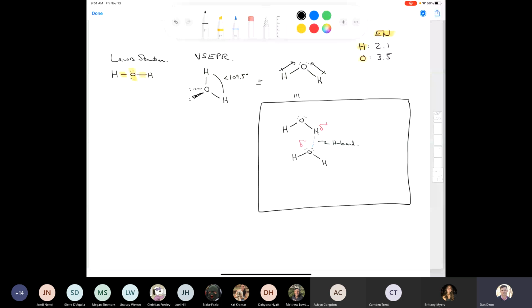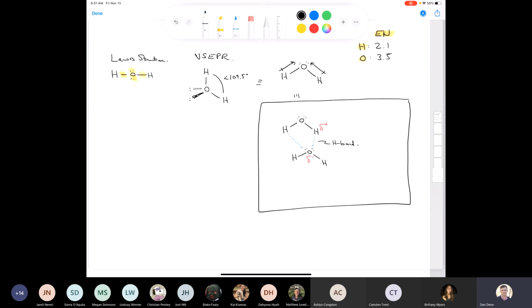If you're very astute, which I know you all are, I'll just move this delta minus to show that it's next to the oxygen. If you're like, hey, Mr. Dion, look, there's a lone pair here and there's a hydrogen there, that's delta positive and delta minus. Couldn't you draw another hydrogen bond like that? Of course you could. Nothing wrong with that at all. That's a hydrogen bond.